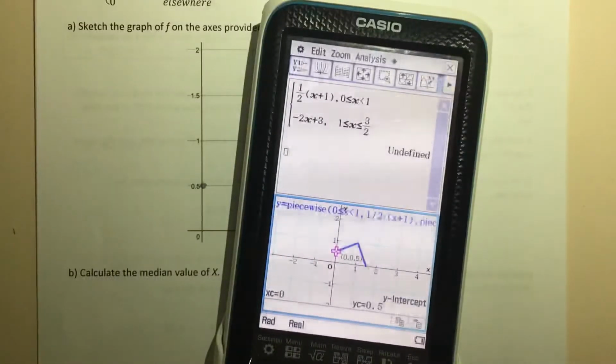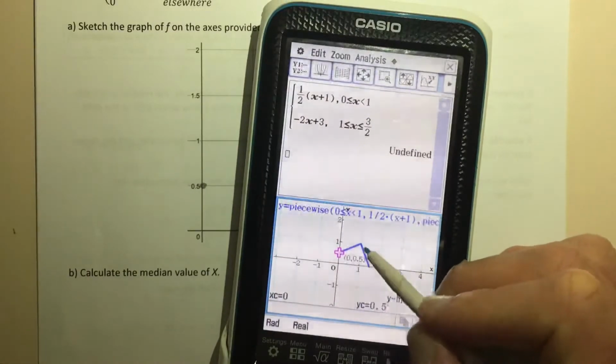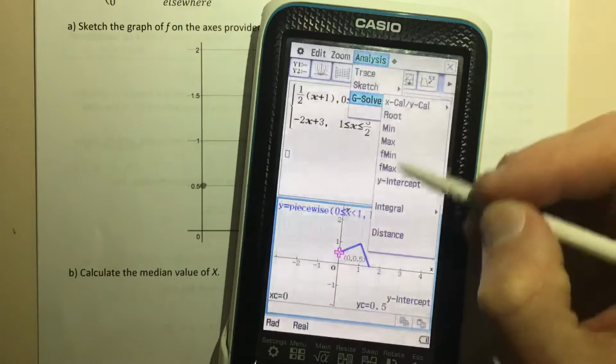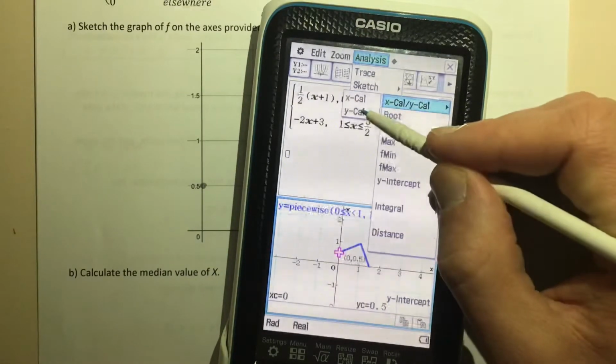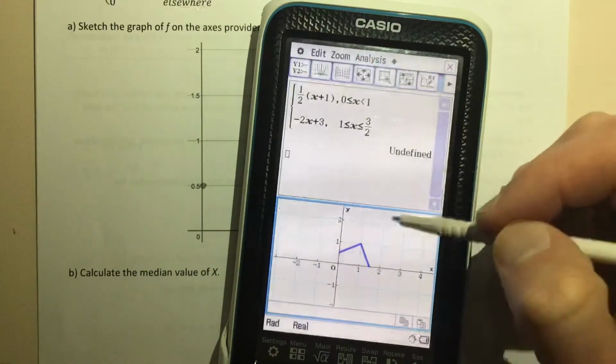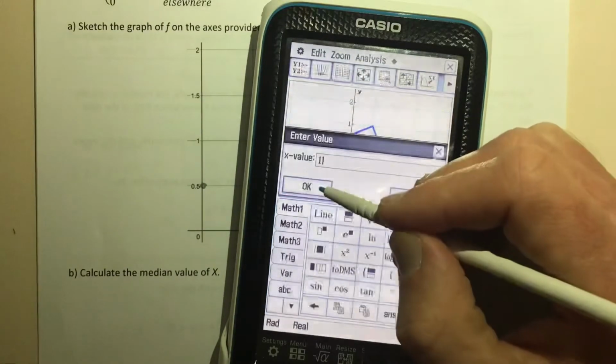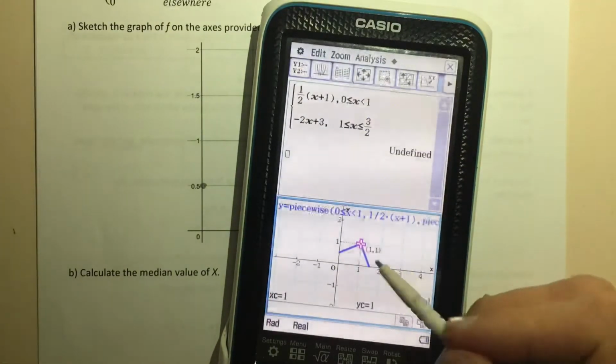Then it looks like we've got this point here at 1, 1, but let's just double check that actually is the point there. So I'm going to go Analysis, G-Solve, x-cal. I'm going to do a y calculation, sorry, when x is 1, just to confirm what's going on at the endpoint of the domain. Yep, and we've got 1, 1.